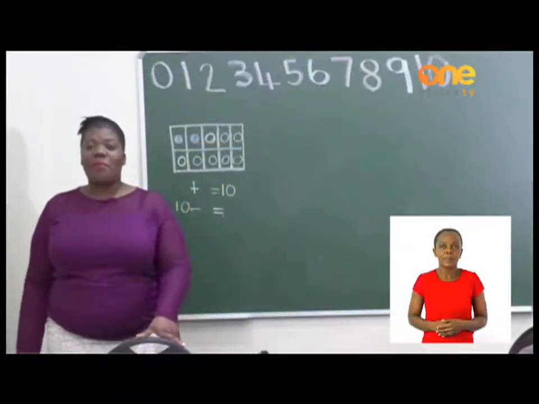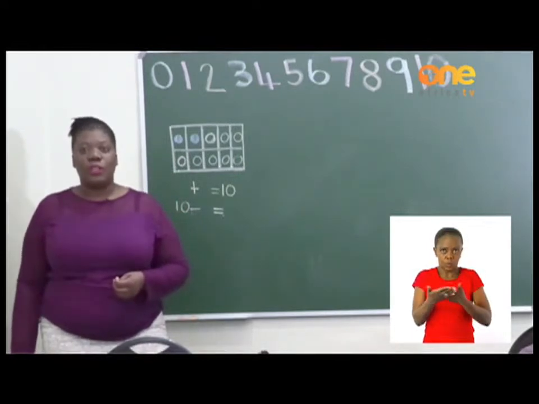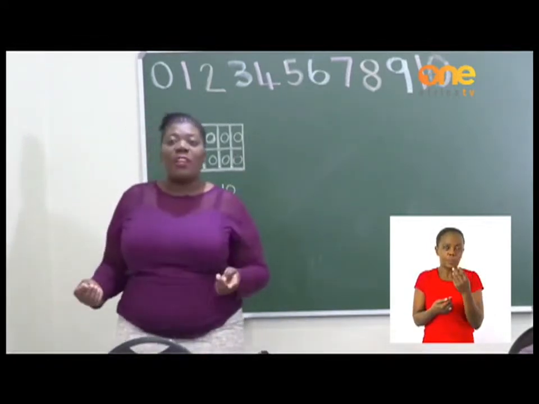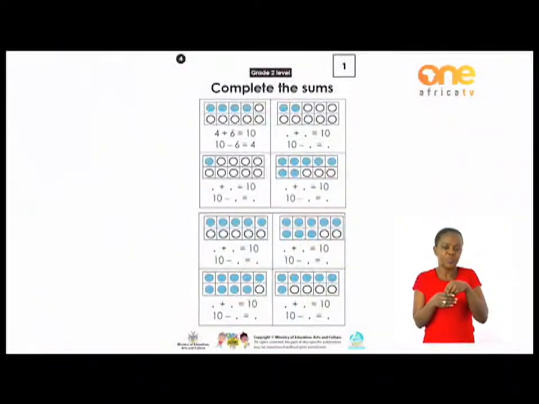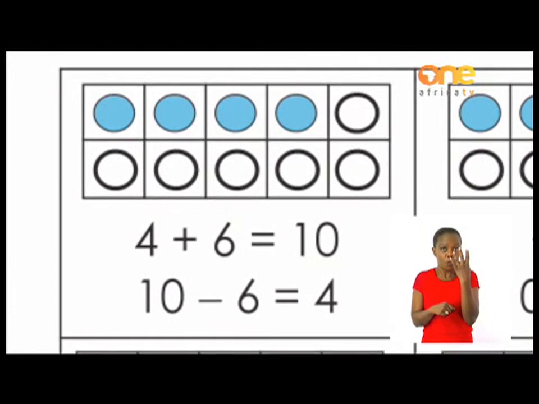This exercise is coming from page 4, which is for grade 2s. Grade 3s, feel free to join in. The first exercise we're going to do is the example on the left-hand side. We have 4 blue balls plus 6 white balls, which is the 6 that is written there, equals 10. So 4 plus 6 is equal to 10.